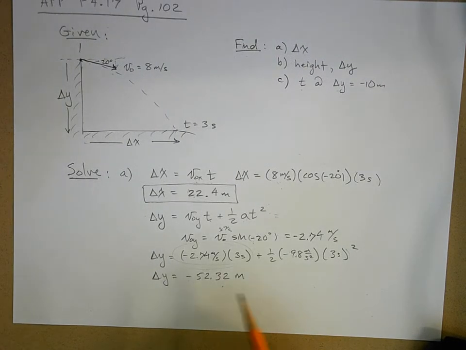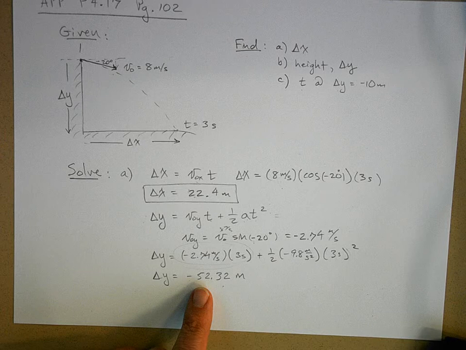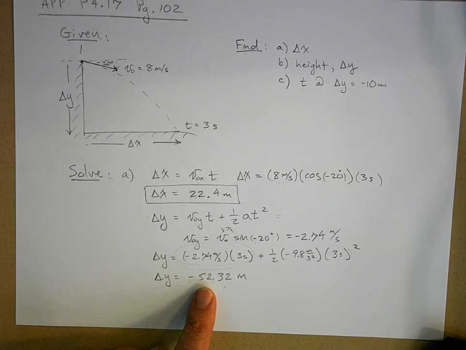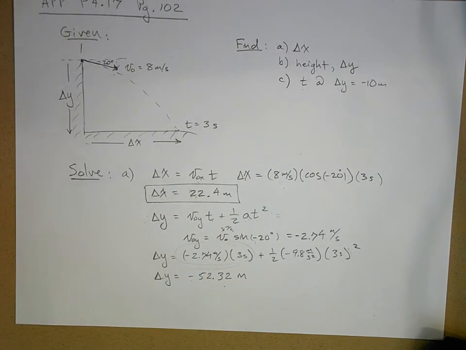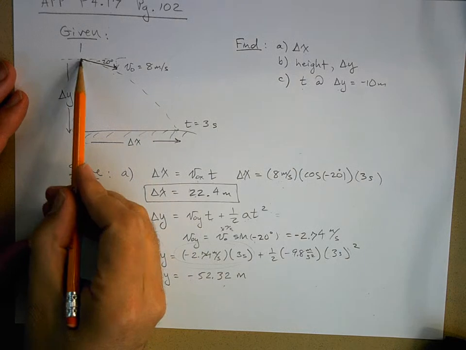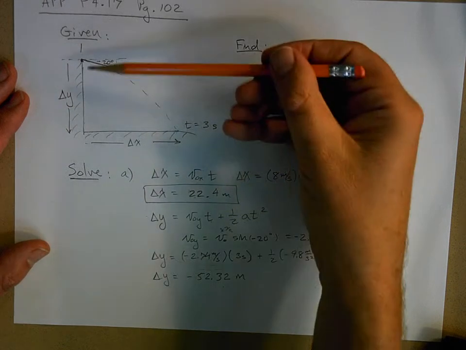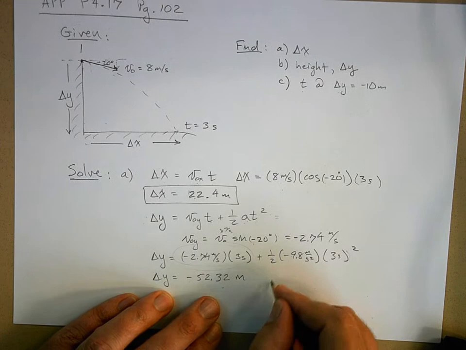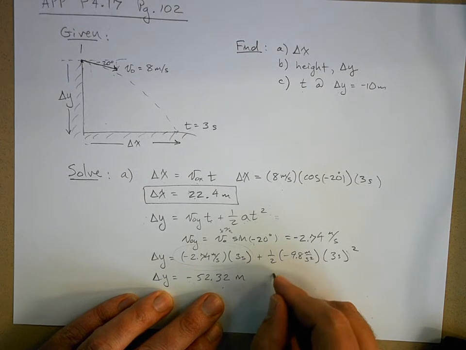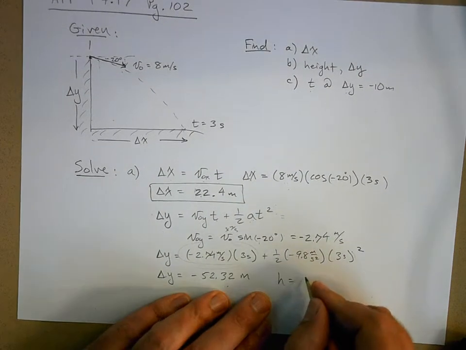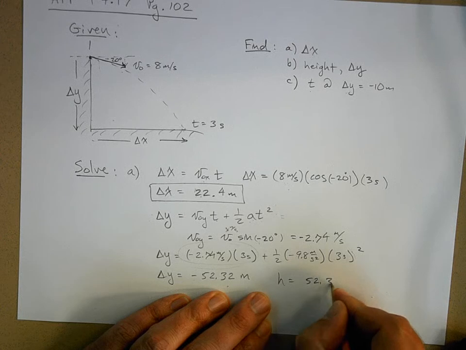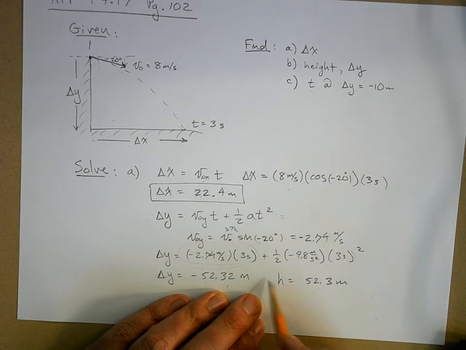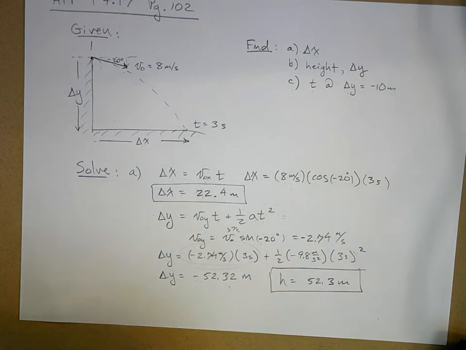So remember that the building is 52.32 meters high, because the ball fell, or not the building, but where the ball was thrown. Since it fell 52.32 meters, we can say that the height from which it fell, I'll just call that h or whatever, is 52, and I'll just round it off to 3 significant figures. And there we go.